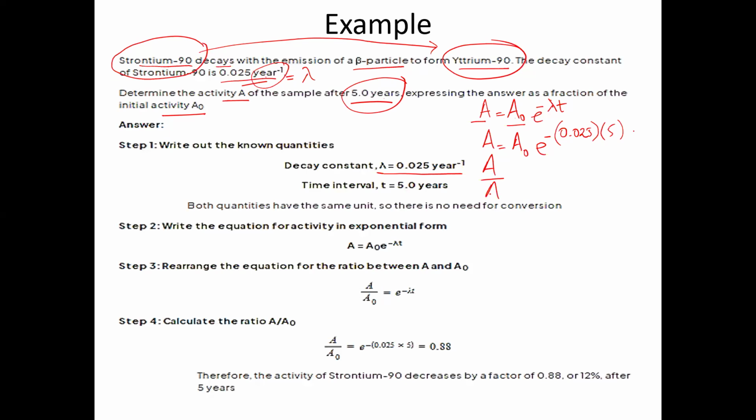So A divided by A naught will be equal to e raised to power minus 0.025 into 5. At the end, our result will be approximately 0.88. So this is going to be the answer. And what does this show? This shows that the activity of the strontium decreases by 12% of its initial value after 5 years. So how much did the decay rate decrease after 5 years? Almost 12%.